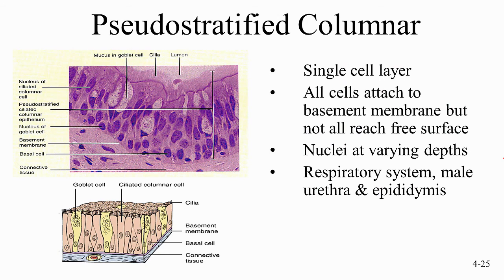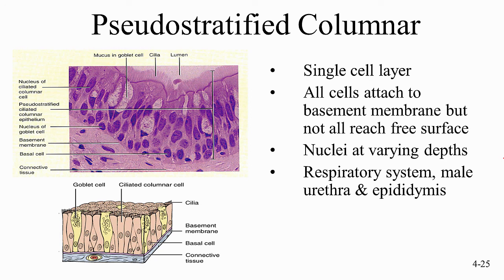Now here's our pseudostratified columnar epithelium. It's a single cell layer, even though it looks like multiple layers because we see the nuclei all over the place. But all of the cells are attached to the basement membrane. Okay, they all don't reach the surface, but they are all attached to the basement membrane. Nuclei are going to be at varying depths.